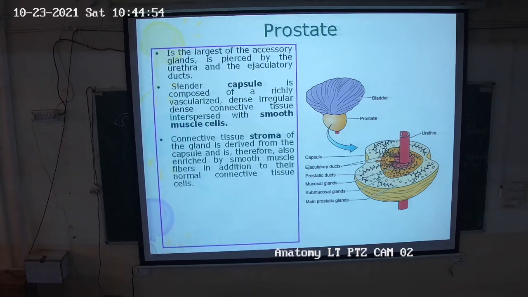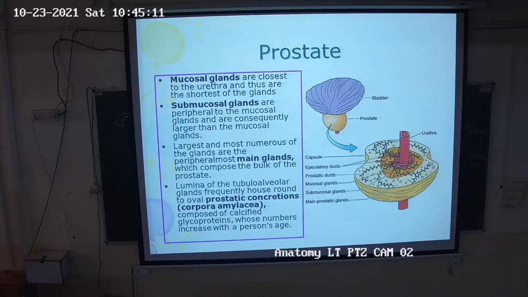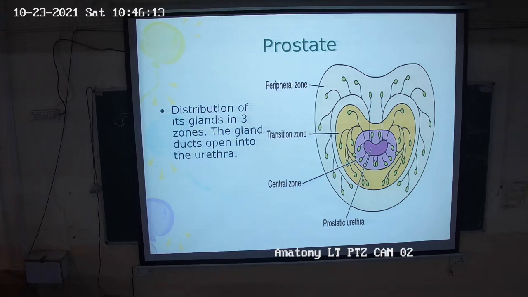If we take a cross section of the prostate gland, what is the function of the prostate gland? Its secretions form one of the contents of the semen. So it has a fibromuscular part, a glandular part and a connective tissue part. With respect to the urethra, the zone of the prostate is divided into three parts: the transitional part, central part and peripheral part.